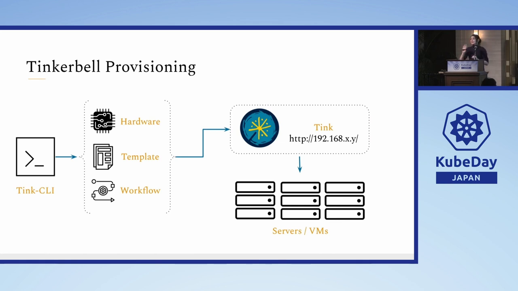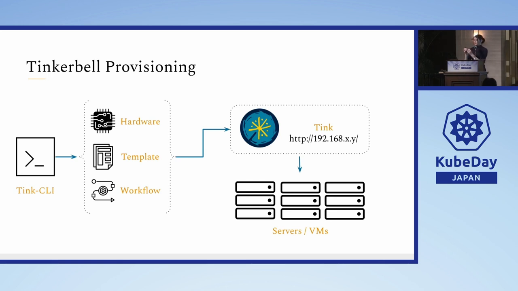To manage any bare metal using Tinkerbell, you need three sets of configuration: hardware, template, and workflow. The hardware is going to be your inventory. So for example, I have 10 Raspberry Pi machines, or I have this number of servers available. You need to declaratively specify that. And you can uniquely identify every single hardware machine using the MAC address and the IP address.